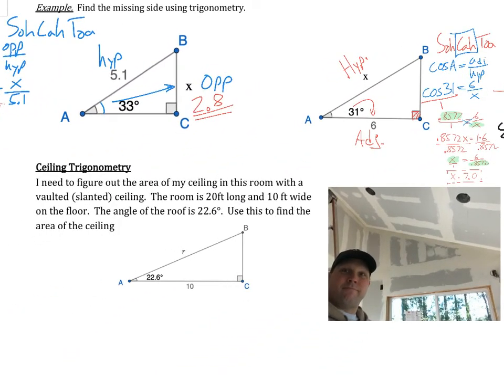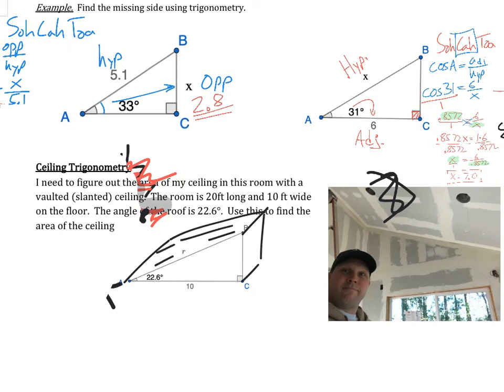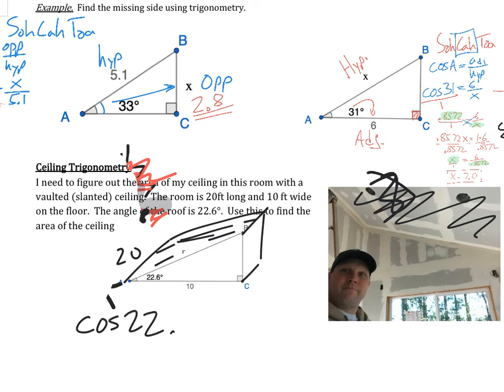Now, let's go back to this ceiling trigonometry problem. We want to find the area of this roof so we can get some drywall. We have this slanted roof, and we know it's 20 feet long. It's 10 feet across here. How big is this area up here? We have to figure out what r is. Well, we can use the cosine of 22.6, and that's going to be 10 over r, because 10 is the adjacent and r is the hypotenuse.